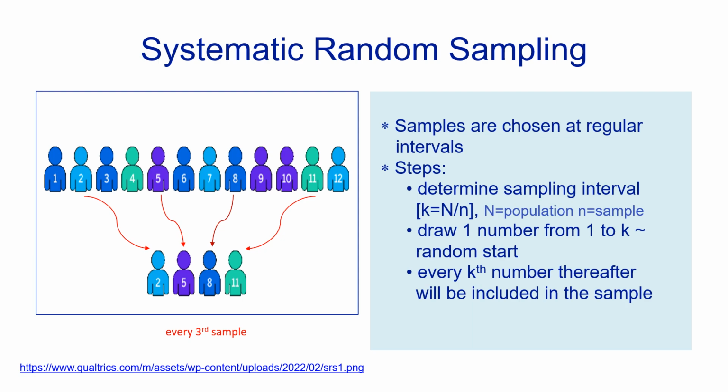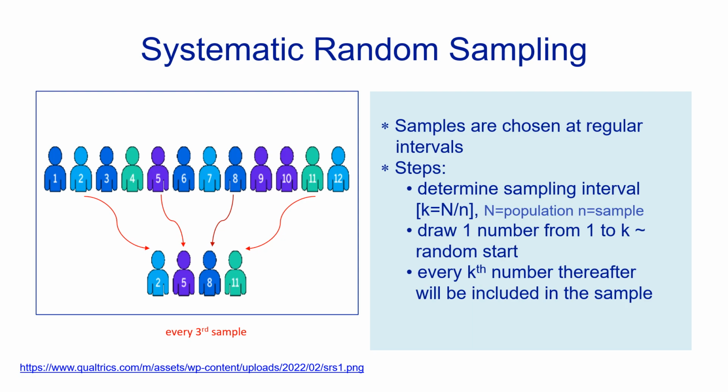In systematic random sampling, the samples are chosen at regular intervals. Even when a sampling frame is not available, systematic random sampling may often be applied. It starts by determining the sampling interval, which is denoted by the letter K, and computed by dividing the total number of the population by the sample size. A number is drawn randomly between 1 to K. Then each Kth consecutive unit is chosen until the required number is reached.